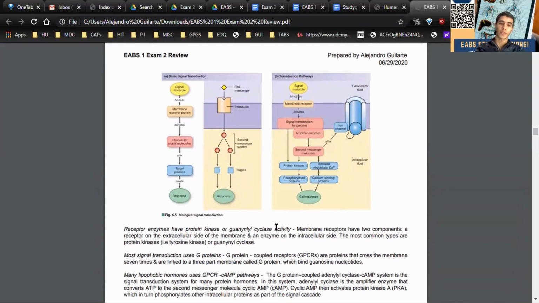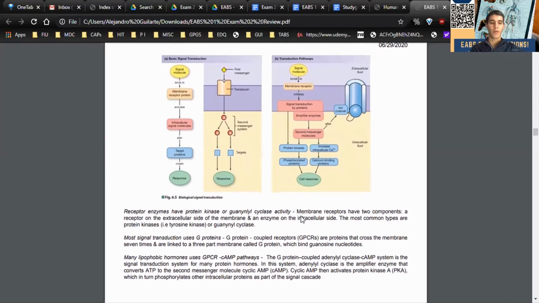Important thing to note, receptor enzymes have protein kinase or guanylyl cyclase activity. And so basically means that these receptors are usually divided into 2 components. One that is the receptor on the side of the extracellular plasma membrane, and within the intracellular is going to be an enzyme that acts on this response and sends a secondary messenger.